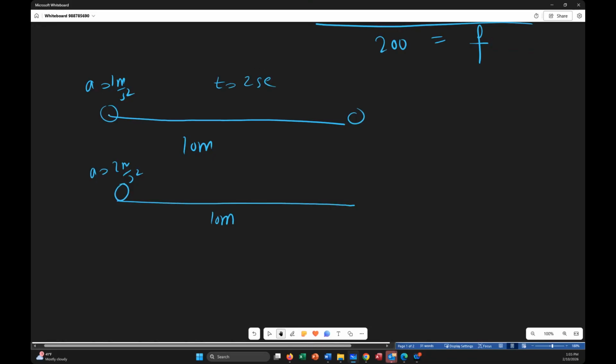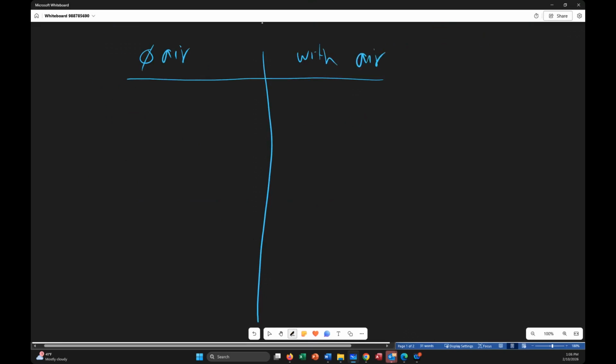We know that bigger acceleration, because they are traveling the same distance, takes less time to get there. Good. So now solve this problem. Again, this is no air, yes. This is with air. Good.